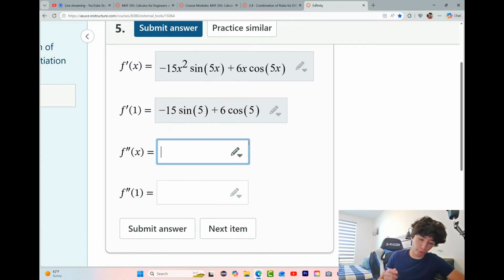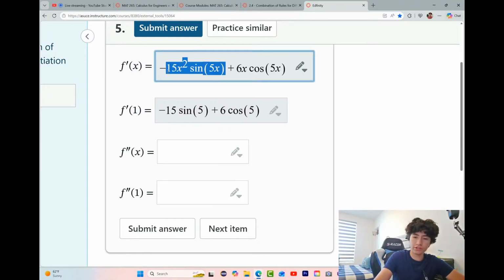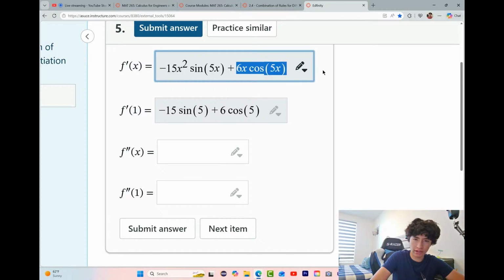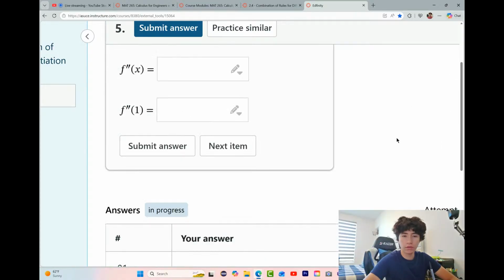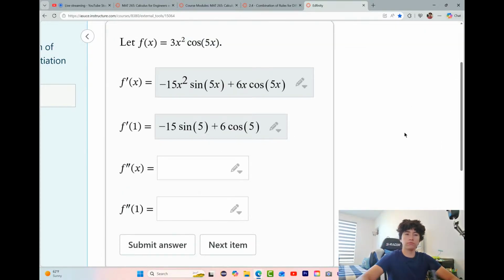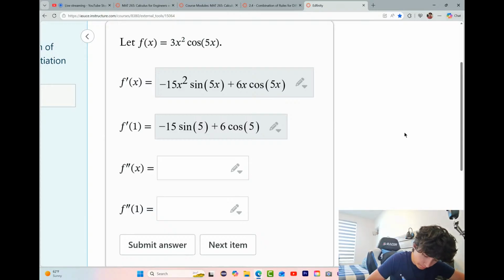Now we're going to do the product rule of these two terms right here, the product rule of this and of that. And then we simply add them together, and we got our answer here. Then we plug in 1, and that's going to be our answer.